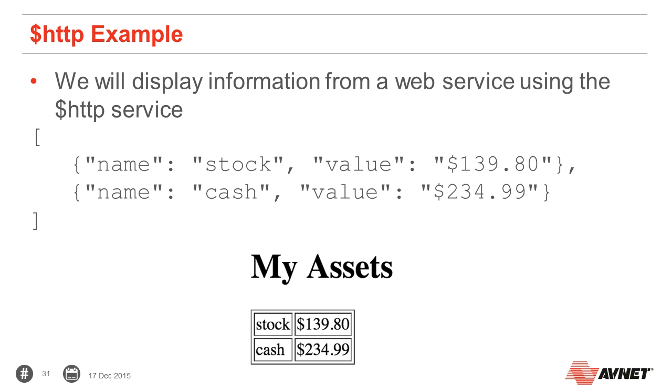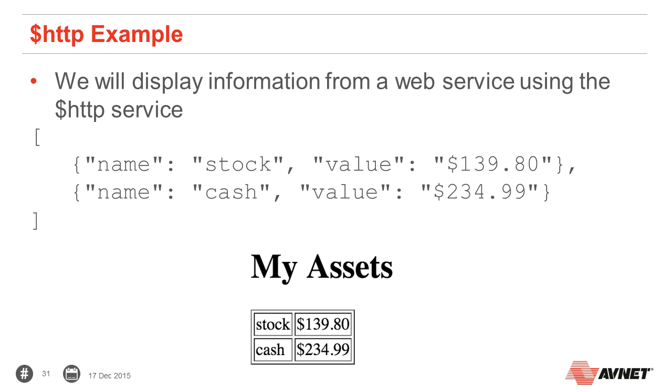So let's take a look at an example of using this HTTP service. In this case, we have some web service that returns back to us an array of JavaScript objects using the JSON notation that I was referring to. So notice that we have an array. Again, we have our square brackets. We have two objects. Again, we have curly braces.